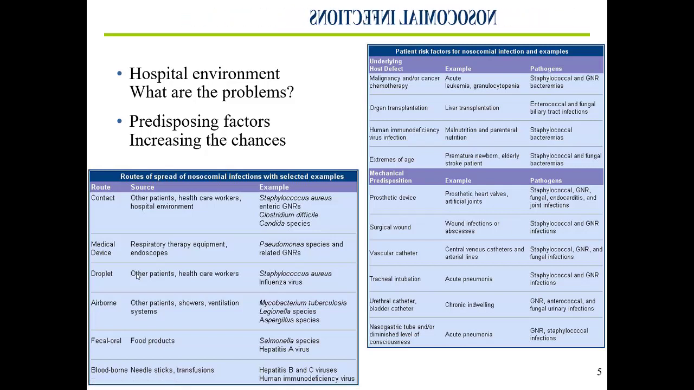So here's a look at types of procedures on the right-hand side that could predispose you to infections if you were having any of these things done. And on the left table, you see transmission methods.